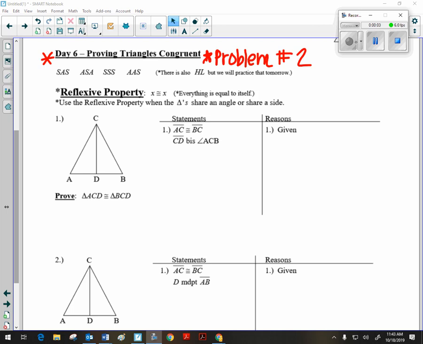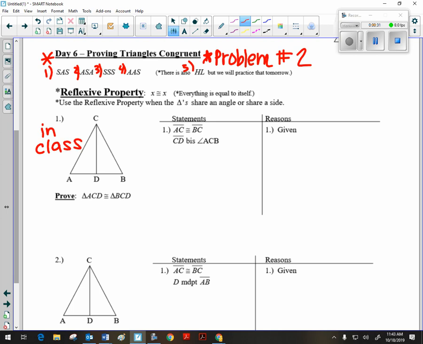In this mandatory video, we are continuing on talking about proofs. We did proof number 1 on day 6 together. We have listed here on the notes the 5 ways to prove triangles congruent. So if you need to go back and take a look at any of those 5, you may do so. Question number 1 we did together in class, and question number 2 we're going to do together now.